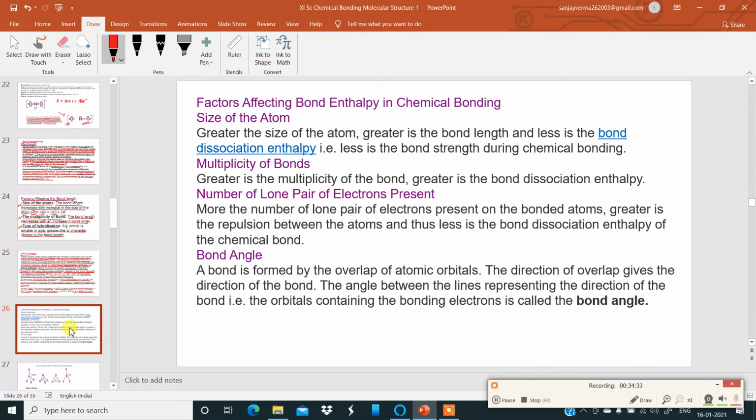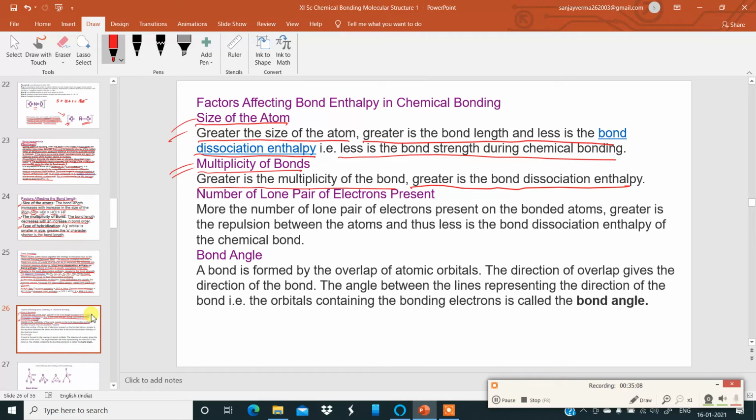Now, the factors affecting bond enthalpy in chemical bonding. The first factor is the size of the atom. Greater the size of the atom, greater is the bond length and less is the bond dissociation energy. So remember, as the size of the atom becomes greater, the bond length will become longer, and less will be the bond dissociation enthalpy. That means less is the bond strength. That is the first factor. The next is the multiplicity of bonds. Greater is the multiplicity of the bond, greater is the bond dissociation enthalpy.